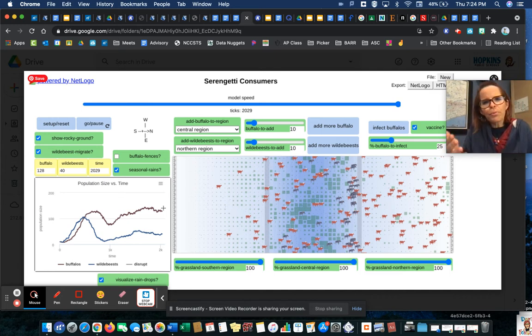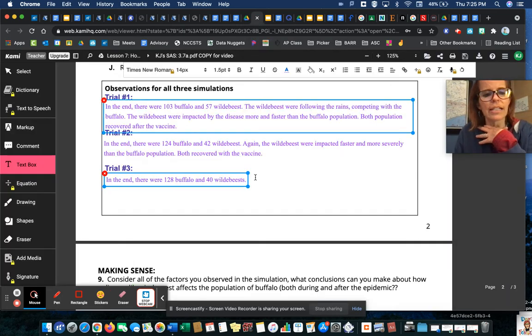So why did we do 3 trials? They're never exactly the same, but what we're looking for is a pattern. When we saw that really steep incline from the wildebeest in the first trial, was that just a random thing, or was that really a pattern? Is that something that we're going to be seeing from the wildebeest? Now we've seen it happen 3 times. Let's write about it for the 3rd time.